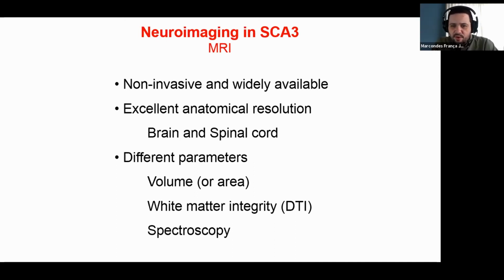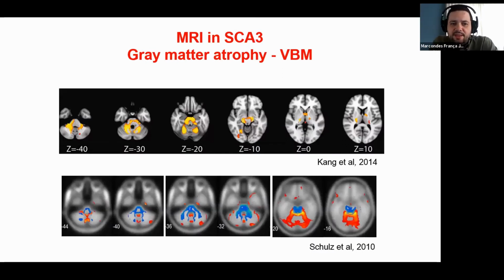So, a quick overview of what we have in terms of SCA3. When you look at the data coming from voxel-based morphometry studies, looking at gray matter atrophy, it becomes quite evident that the disease is characterized by cerebellar atrophy and also involvement of the basal ganglia, as you can see in these two publications. This is, of course, one of the main targets in this disease, and it has obvious correlations with the major clinical features. But damage extends to other regions.